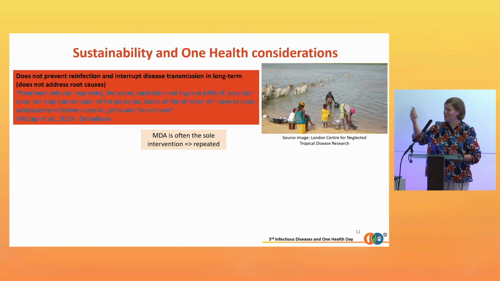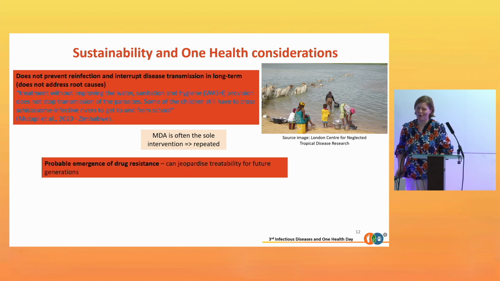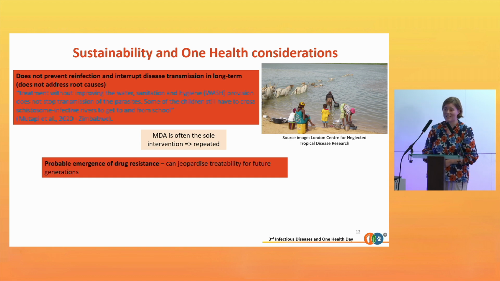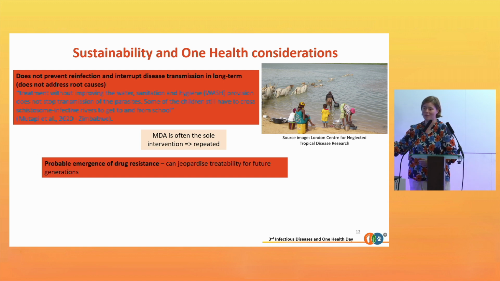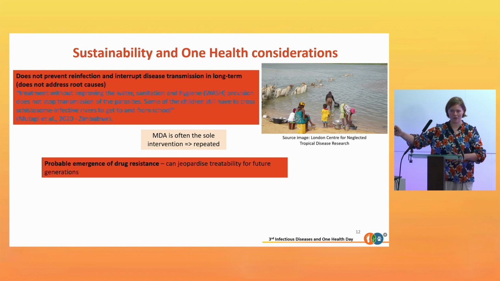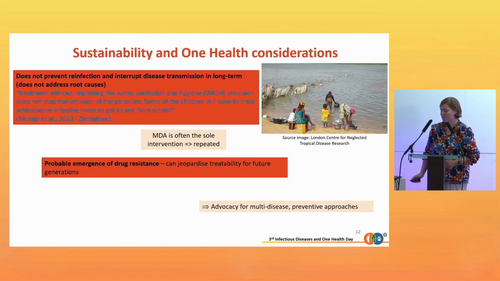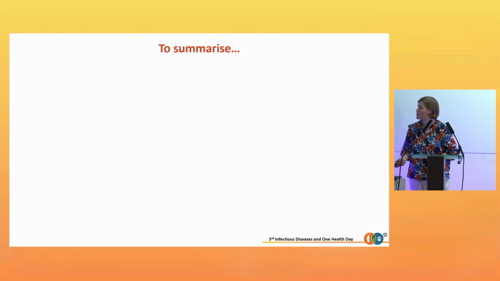And then linking to the first talk, there is a probable emergence of drug resistance, and this, in an ethical sense, can also jeopardize treatability for future generations, and then you have to think about those and what you are doing now. That's why many authors advocate for a multi-disease, more preventive approach to the problem rather than taking MDA as a magic bullet, which has been the case for a lot of years.